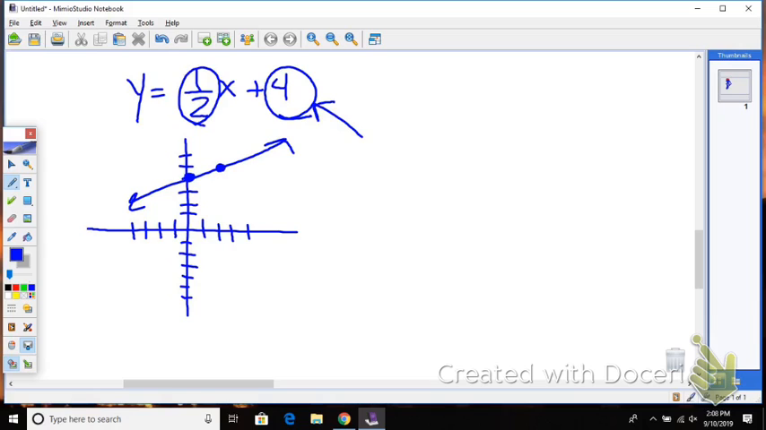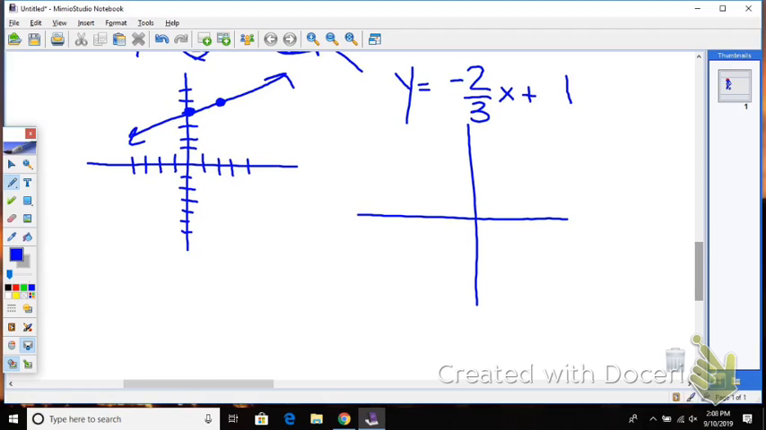So why don't you guys try this, and I'm going to give you a negative slope this time. So let's do y equals -2/3 x plus 1. You guys try this one on your own, and then I'll put it up here. You don't have to get fancy with your graph, just put in a couple tick marks.